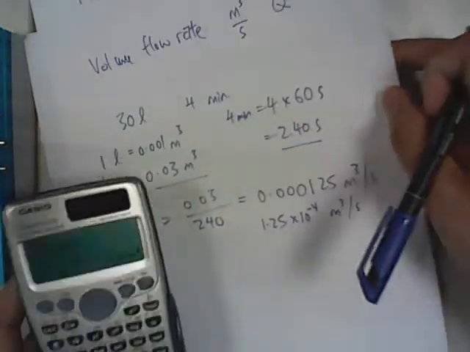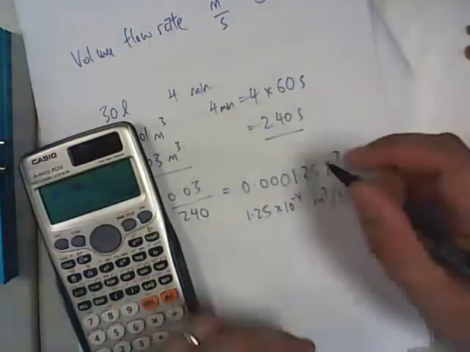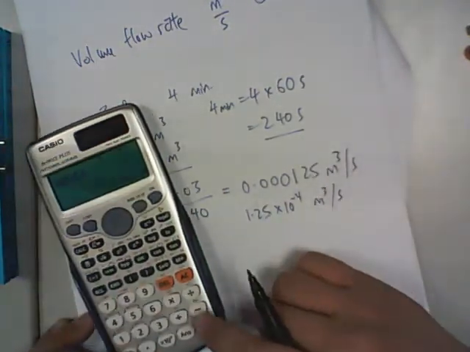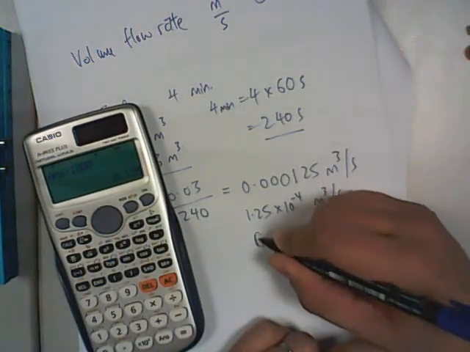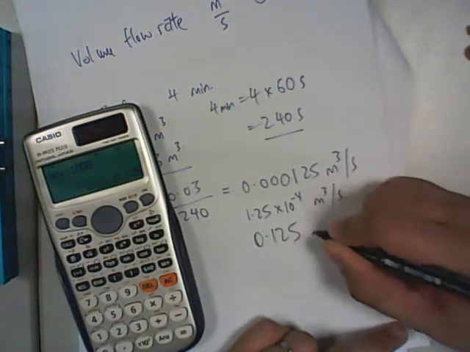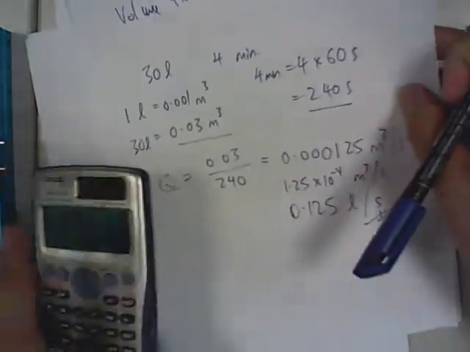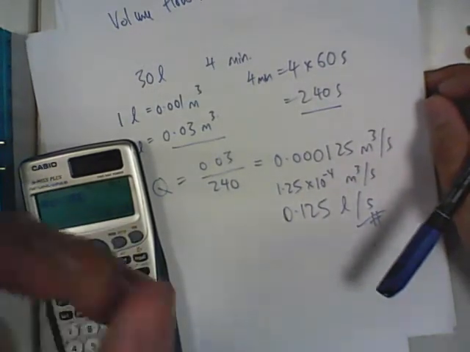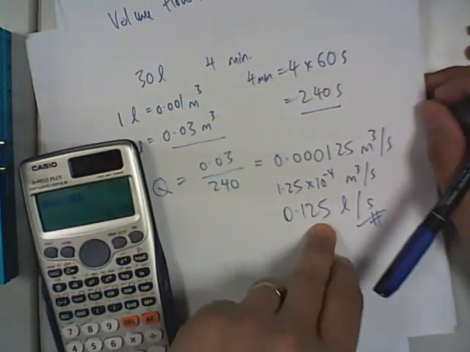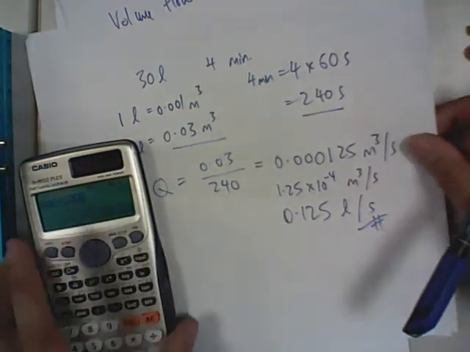The question asks for liters per second. So again, converting from meter cube to liters, you multiply by 1000. So it will also be 0.125 liters per second. This is how you see it: the water that flows out from the tap is flowing out at 0.125 liters every second. That is your volume flow rate.